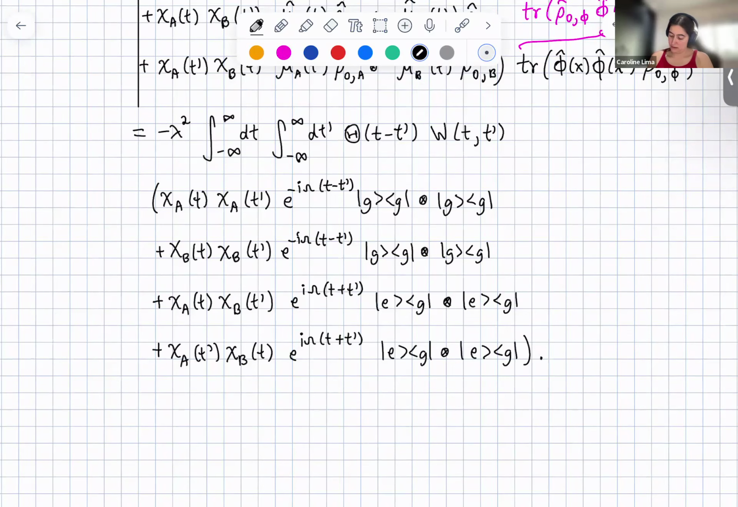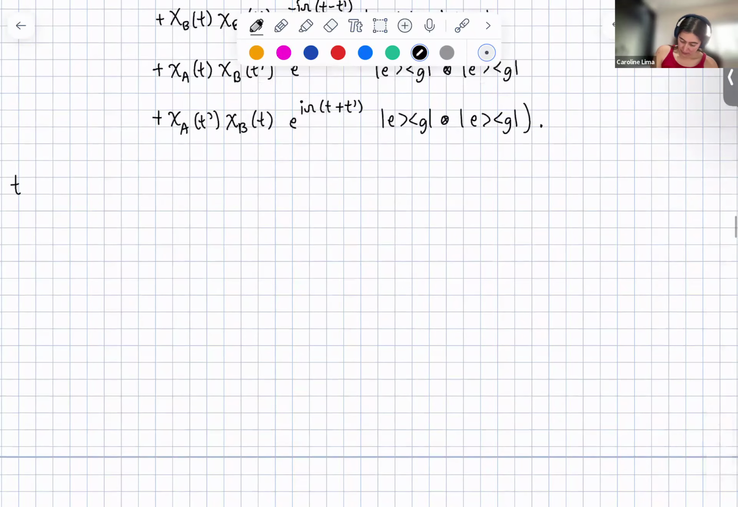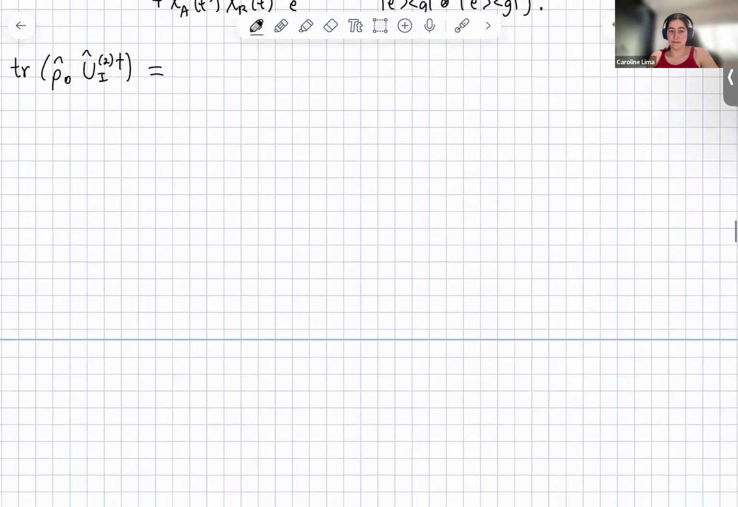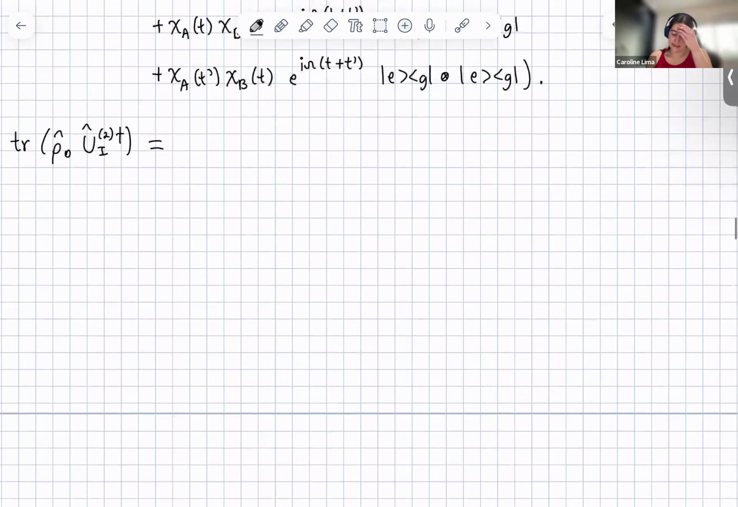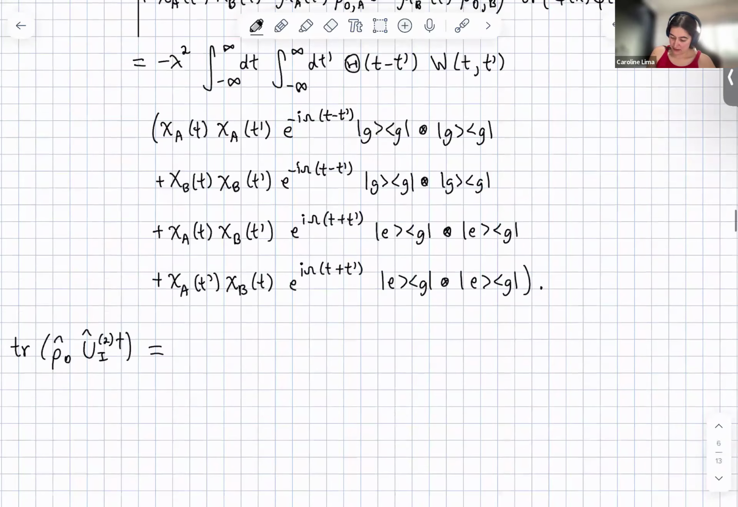Let's see the last one. So the last one, remember that we have trace of rho 0, mu 2 dagger. So we can just basically do the same thing. Basically, we already did this computation, right? So if we look into this, now we just have to take the complex conjugate inside.